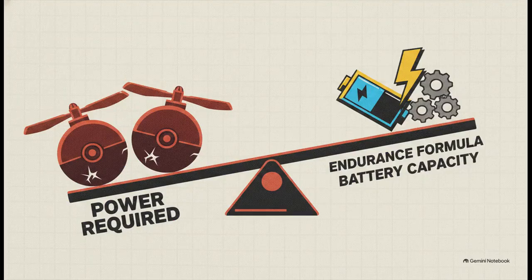Once airborne, we rely on a modified version of the classic Breguet logic for electric drones. It proves that your total endurance, meaning your flight time, is a massive balancing act. It's simply your battery capacity times voltage times system efficiency, all completely divided by the power required. So the crucial point is that your rate of climb and total mission time are mathematically bound to this equation. If you want more time in the air, you either need to pack a bigger battery or you need to drastically shrink that power requirement on the bottom of the equation.